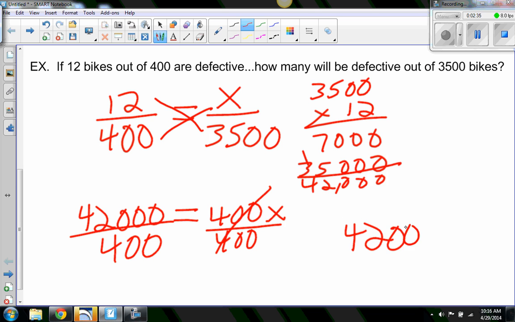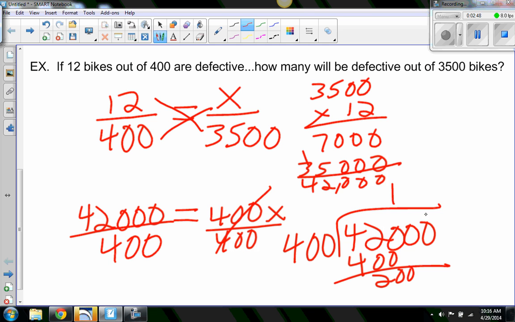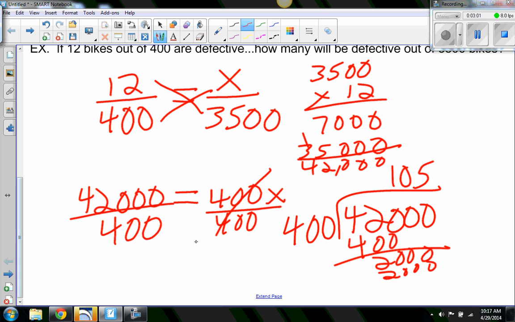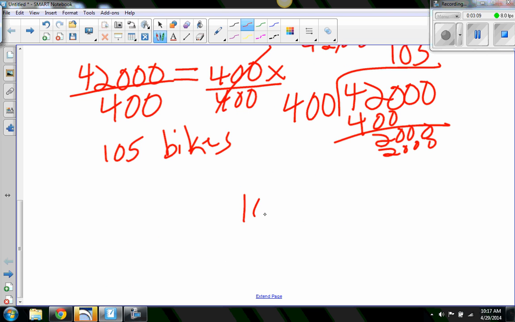So 42,000 divided by 400. It won't go in there. It'll go in 4,200. Or it'll go in 420, I guess, once. Then it won't go into 200. But it will go into 2,000 5 times. So then your answer is 105 bikes. If they wanted you to write it as a probability, it'd be 105 out of 3,500.